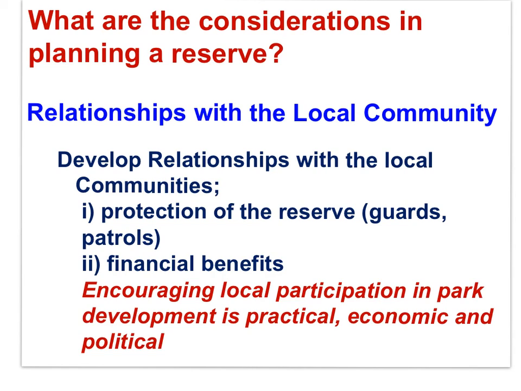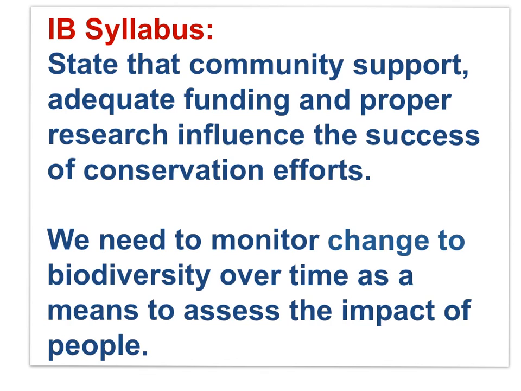The local community will provide protection of the reserve in the form of guards or patrols. The community must feel that the park area is worth more to them as an intact ecosystem than as an exploited ecosystem. The community must receive financial benefits. Encouraging local participation in park development is practical, economic, and political. Here's the IB syllabus statement. State that community support, adequate funding, and proper research influence the success of conservation efforts.